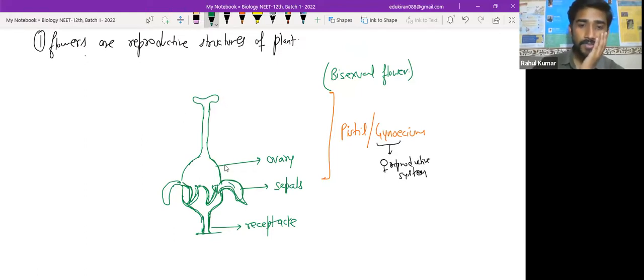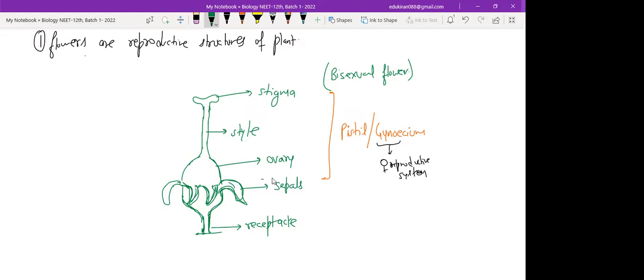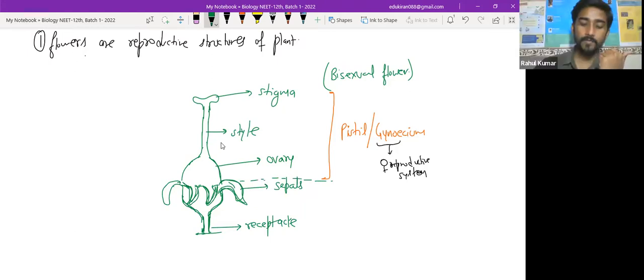At the top, this is the ovary, this is the stigma, and this part is called the style. Stigma, style, and ovary form the gynoecium or pistil. Is it clear? Yes, sir. Above the sepals. Clear to everyone?